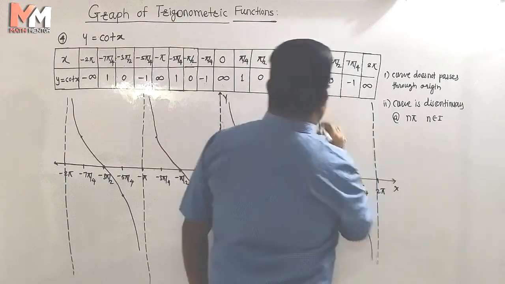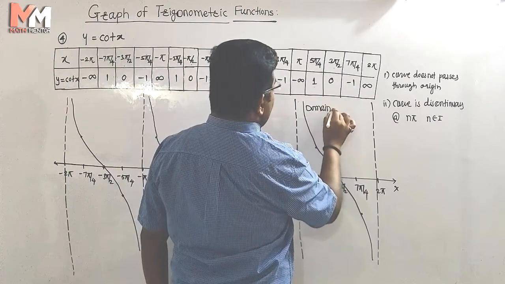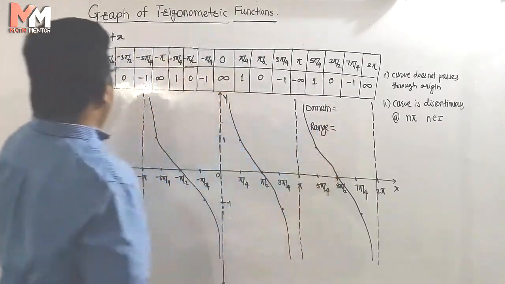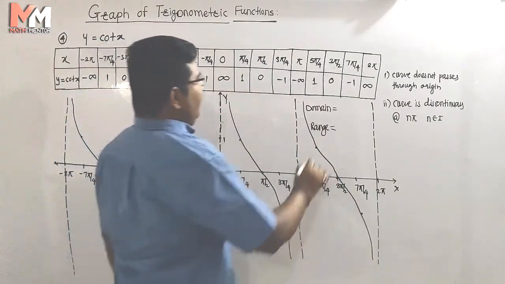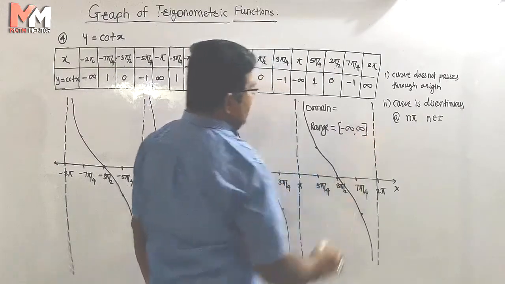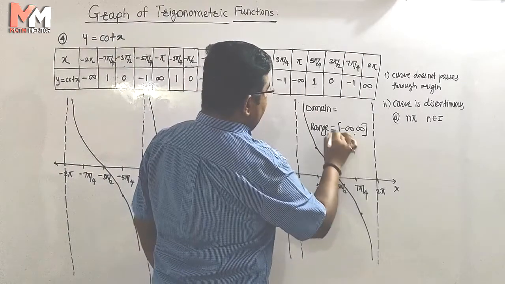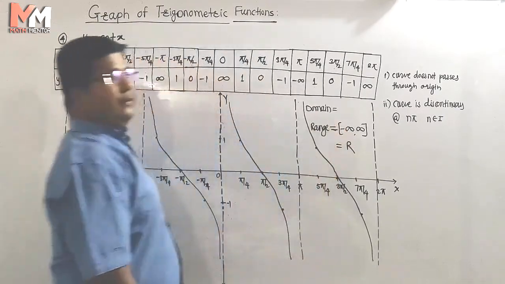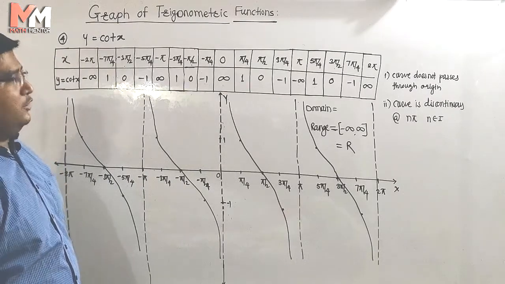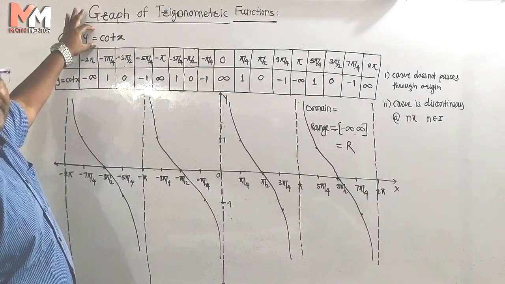What is the third point? That is domain and range. Range means the values of y. Here it is minus infinity to plus infinity, this is the largest interval. Minus infinity to plus infinity, that we call R. R is the set of real numbers. So the range of the curve y is equal to cot x is R. Remember.